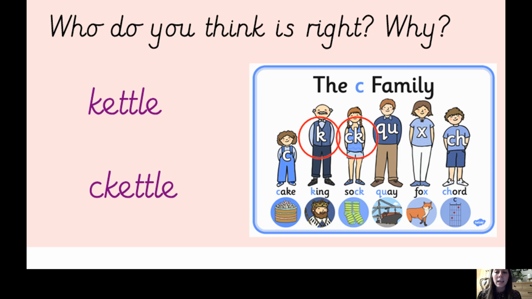Now, we learnt yesterday that the CK grapheme comes after short vowel sounds. It means we cannot use it at the beginning of a word. So there is no way it could be Big Sister CK spelling the word kettle. So it must be Grandpa K spelling kettle because I know he comes before the letter E.